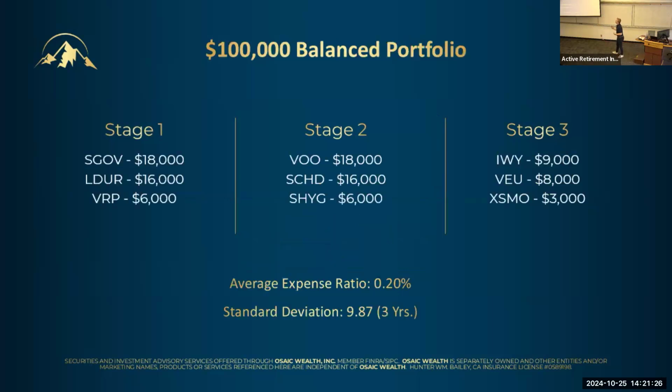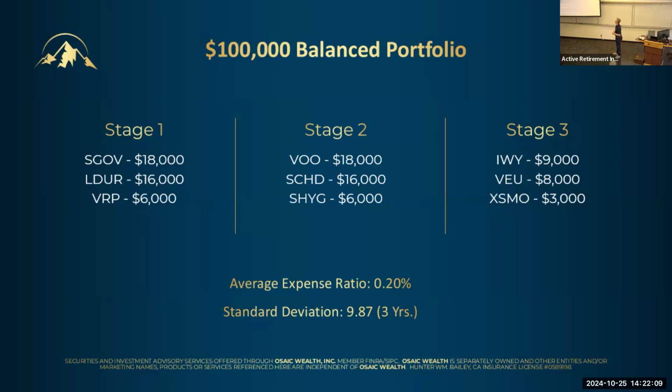And then we created our sample portfolio here, which was our balanced portfolio with a standard deviation of just under 10, right in that middle ground that we were talking about. And those are the different funds that we were using. SGOV is my favorite short-term government bond fund right now, mostly just because it had the highest yield out of them all. It was like 5.2 or 5.3 at the time I was looking. LDUR is an actively managed short-term bond fund. And then VRP is preferred stocks, hybrid securities. Stage 2, we had our S&P fund from Vanguard, a value fund from Schwab, and a little bit of high yield bonds also from Schwab, I think.